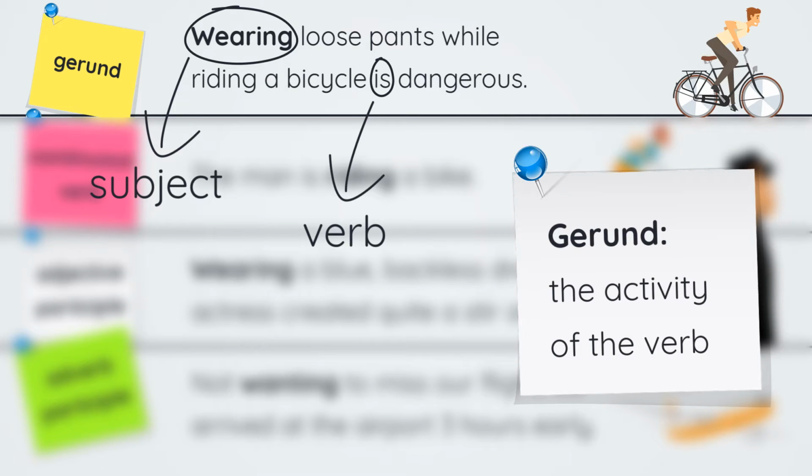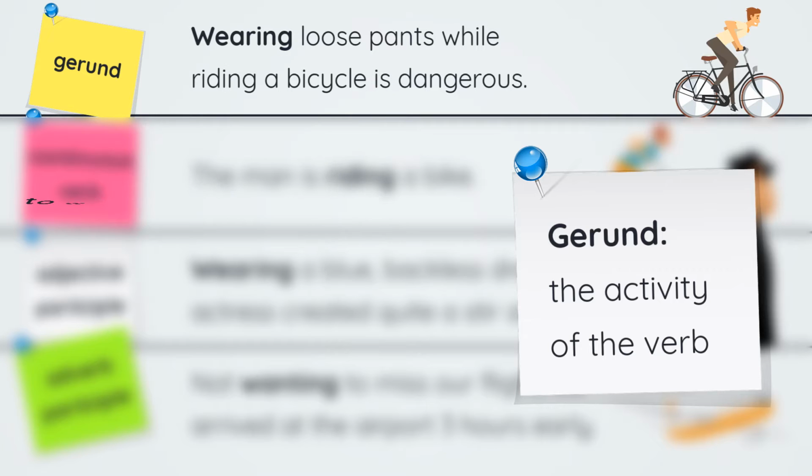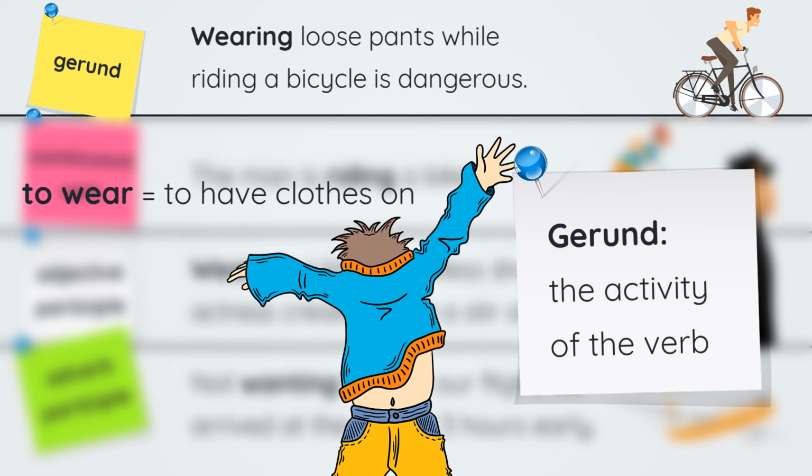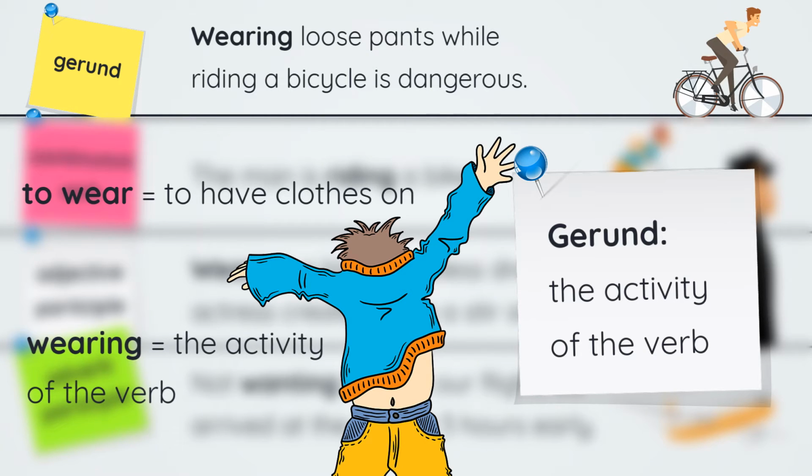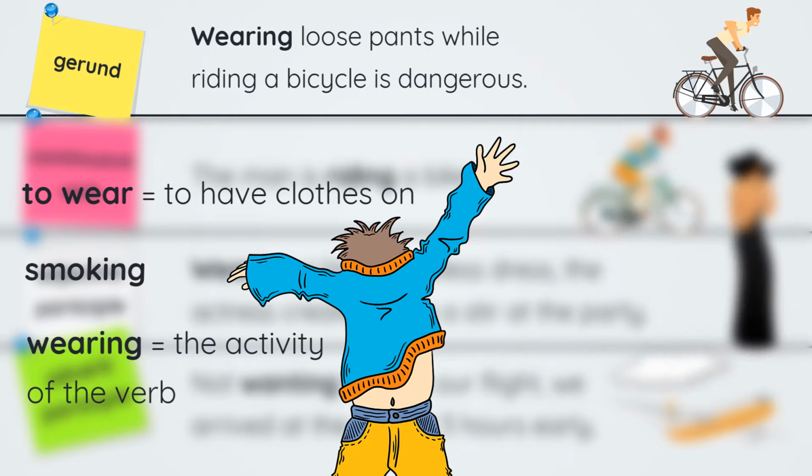Now, a gerund is basically the activity of the verb. So, to wear means like to have clothes on. Wearing a blue shirt makes me look taller, maybe. Wearing is the activity. Smoking is the activity. Running is the activity. To run is the idea of the action.